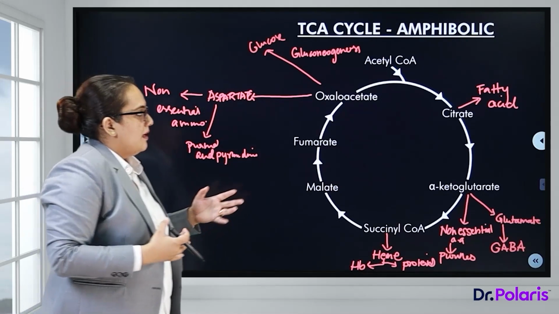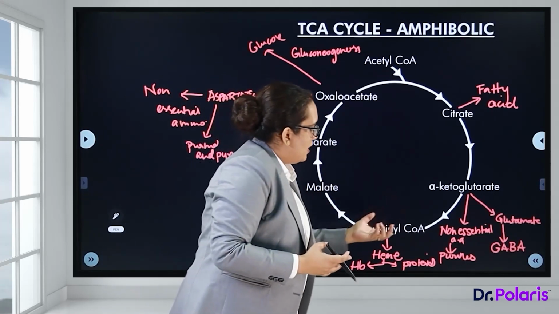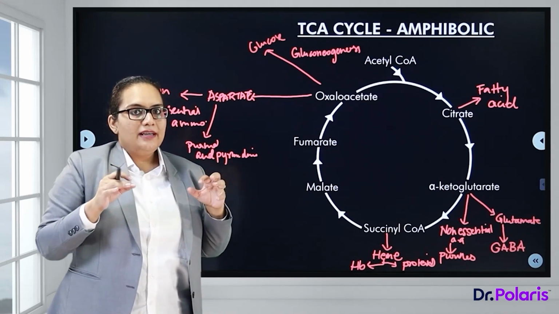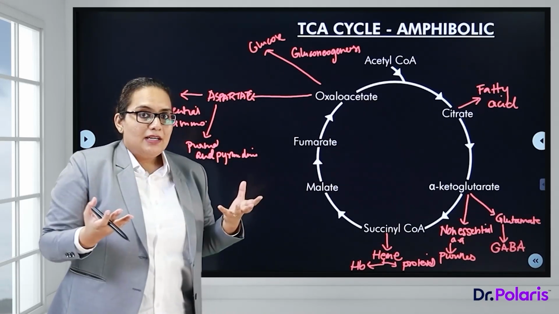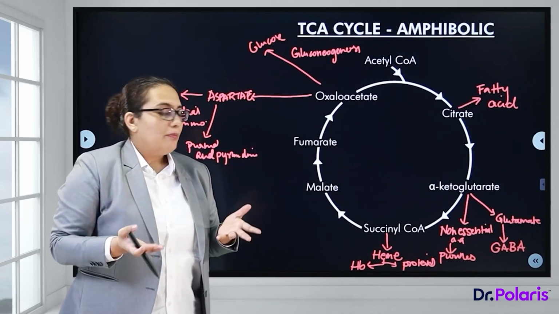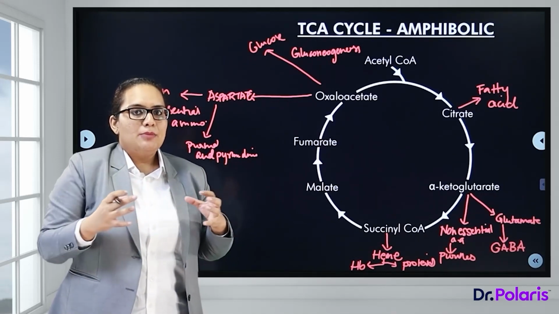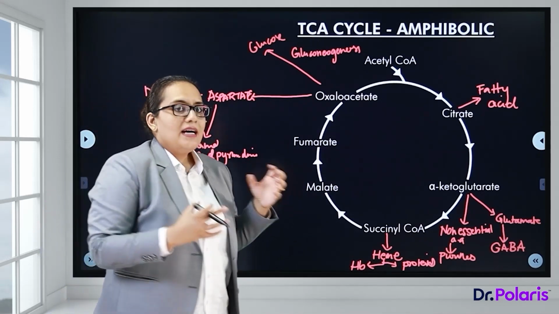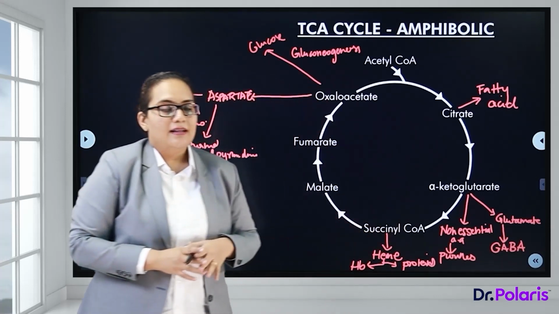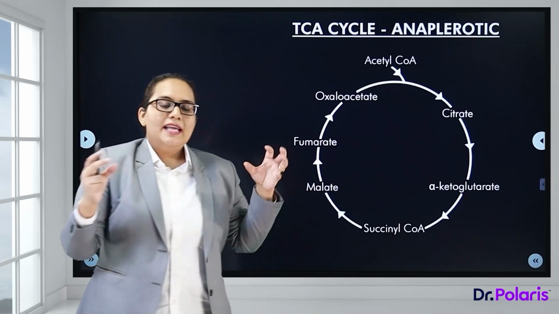Now what happens is, when you have all these intermediates forming various compounds in the body, over a period of time you will notice that the concentration of the intermediates within the TCA cycle tend to get depleted. If it gets depleted, the TCA cycle will cease to function, and it may even stop. That is not what is required, because there should be constant energy production within the cell. Which is why there are certain reactions that can help to fill up the intermediates present in the TCA cycle, and that reaction is called an anaplerotic reaction. Anaplerotic means filling up reactions.